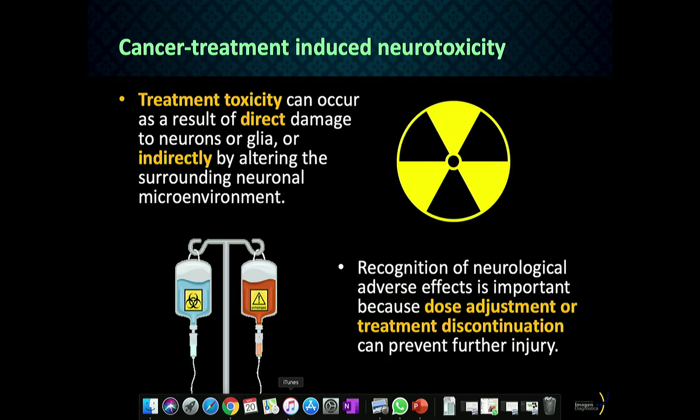Treatment toxicity can occur by two mechanisms. One is direct damage to the neurons or to the glia, and the other one is indirectly, by altering the surrounding microenvironment, like damaging the vessels. Recognition of the neurological adverse effects is very important because if we can identify this, we can change the dose of the chemotherapy or even suspend it, because if we do not do this, the damage will be worse.